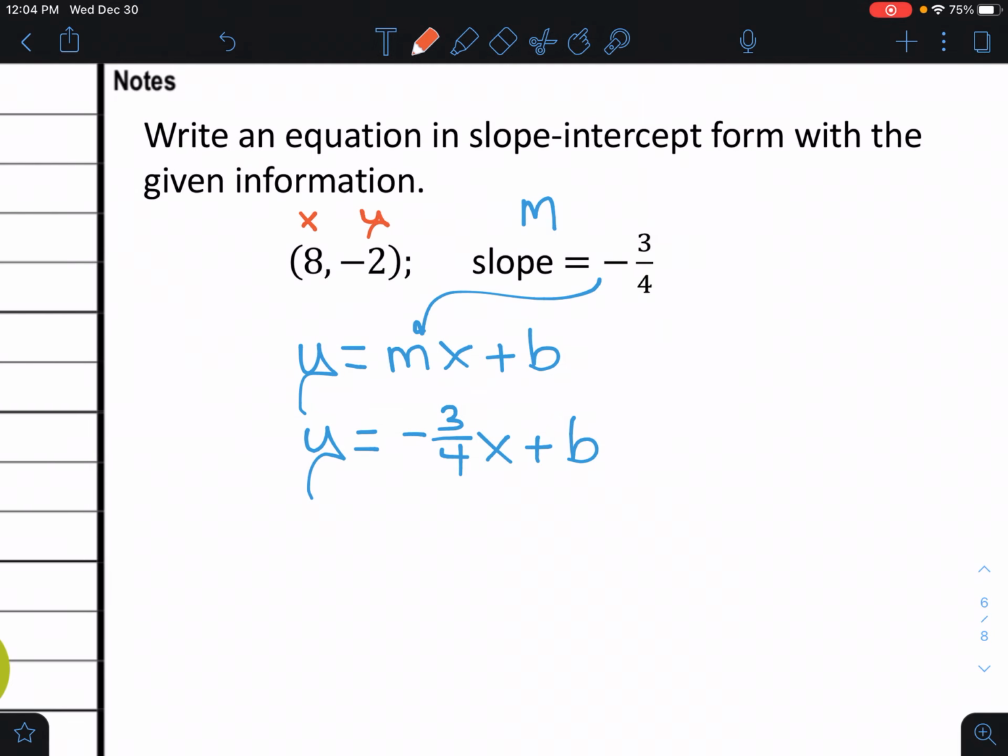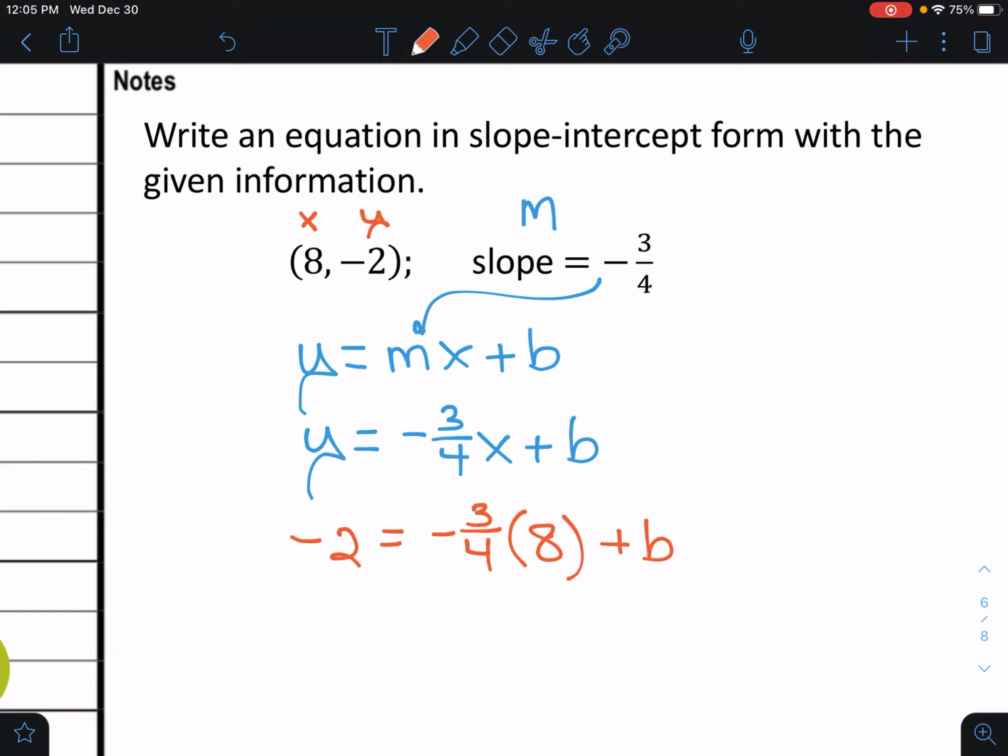All right, and then next I say, all right, I know that this is x and this is a y. This is a point that's on the line, okay? X is going to go here, and y is going to go here. Okay, so I'm going to replace those 2 values with 8 and -2. So let's do that right now. -2 equals -3/4 times 8 plus b.